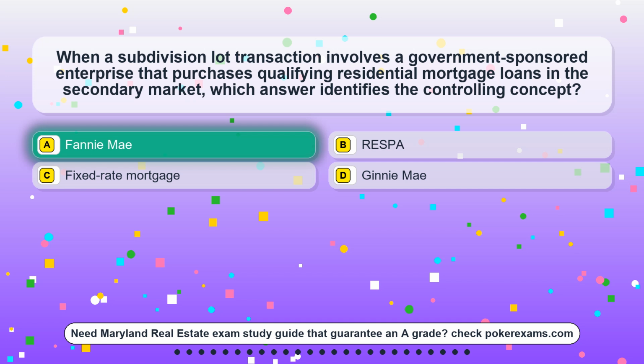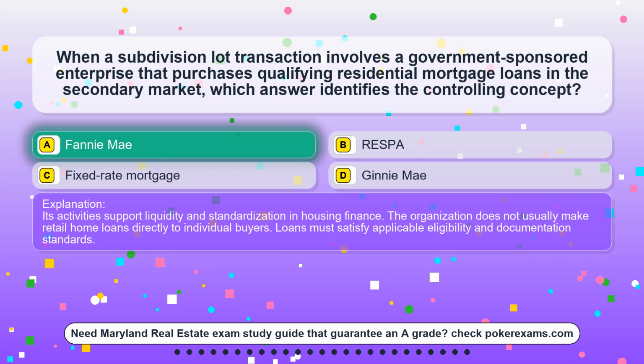The correct answer is option A, Fannie Mae. Its activities support liquidity and standardization in housing finance. The organization does not usually make retail home loans directly to individual buyers. Loans must satisfy applicable eligibility and documentation standards.